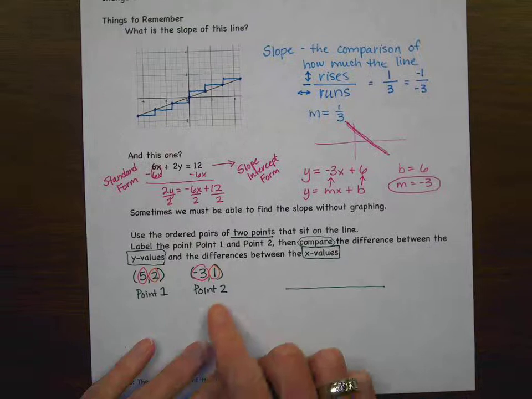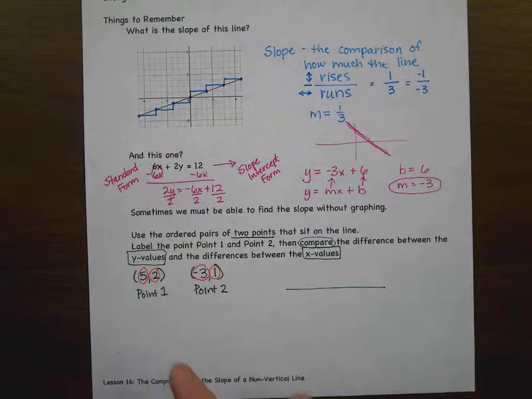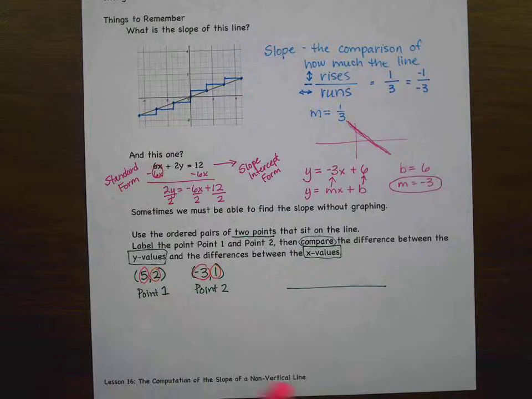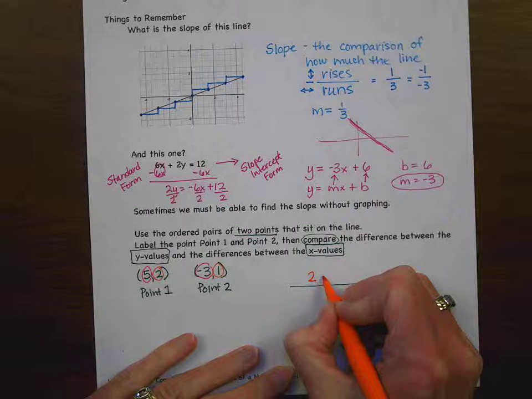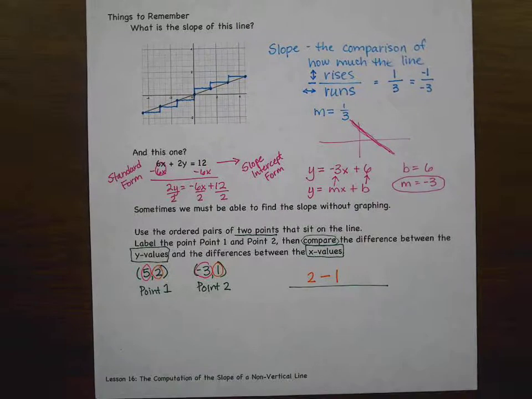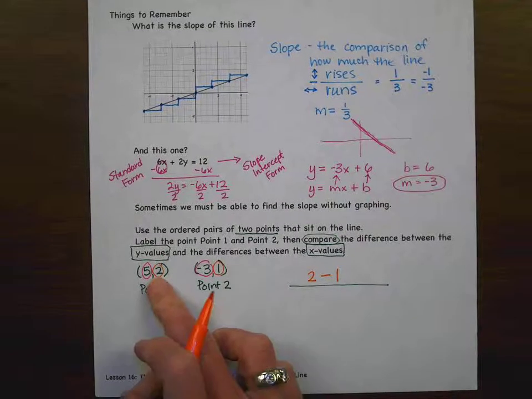Okay, so finding the differences means that you're going to take either point, it doesn't matter, but we have to find the distance between the two. So I'm going to say that I'm taking 2 minus 1, because that's how you find the difference.